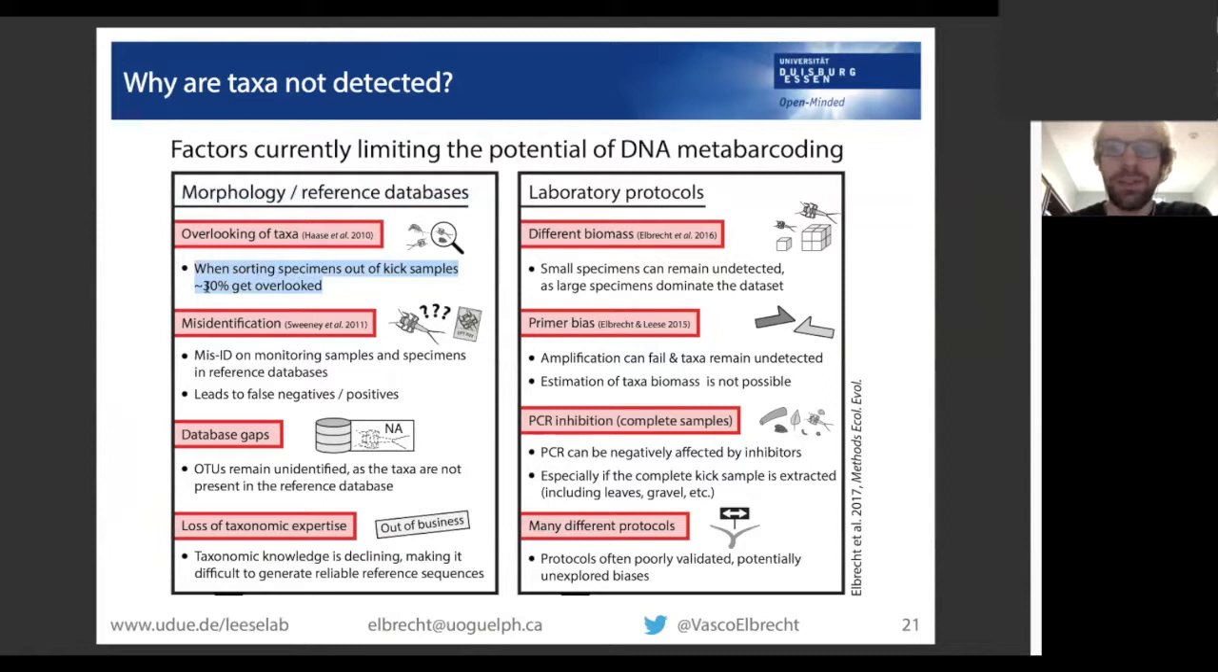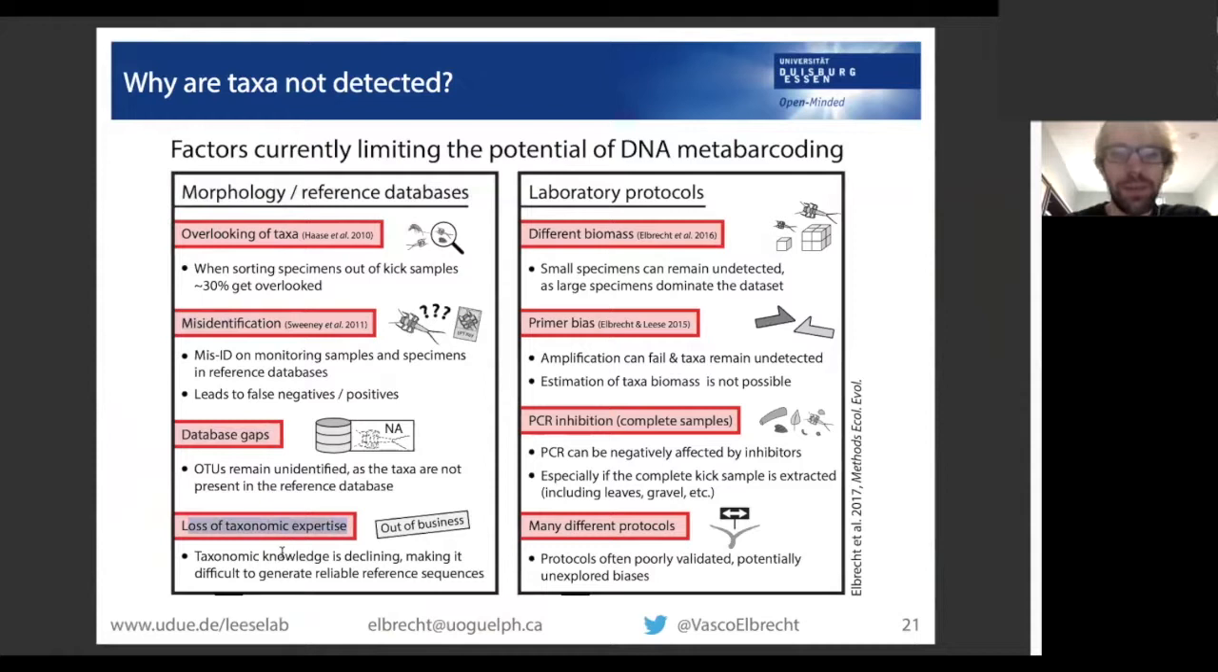Then of course, we have misidentification. But this is not only an issue for morphological identification, so I think the samples here were very well identified based on morphology, but it can also be an issue with the reference database. If I put something in the reference database and it's wrongly identified, I will also have the wrong species assigned if I use this reference data for my metabarcoding sequences. Also, we of course have gaps in the database, so some taxa might not be in the database and don't get detected. And the issue here is also that we lose taxonomic expertise.